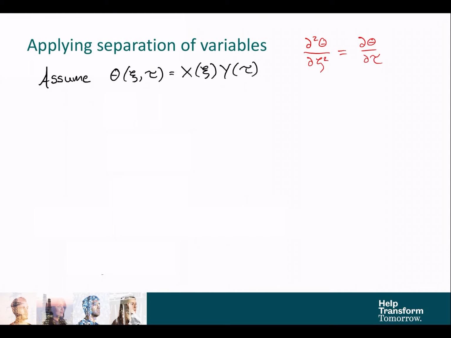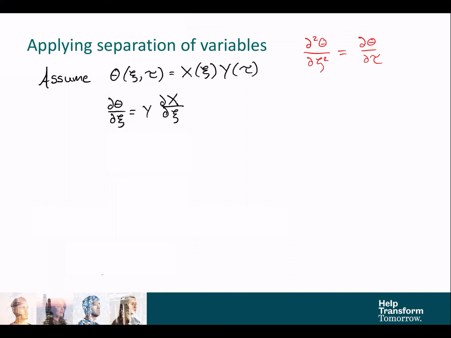So we're going to do the same very presumptuous move that we did in our last chapter and assume that there is a separation of variables solution, such that theta, which is a function of both xi and tau, can be defined by a function capital X that only depends on xi and a function capital Y that only depends on tau. So if we roll with this, we'll start differentiating theta with respect to each parameter.